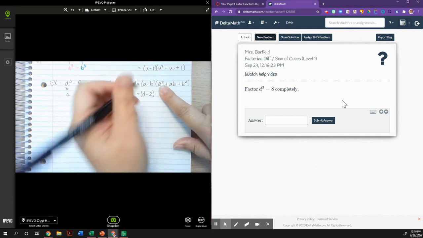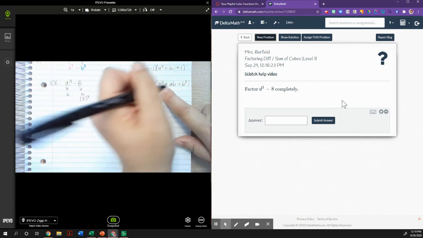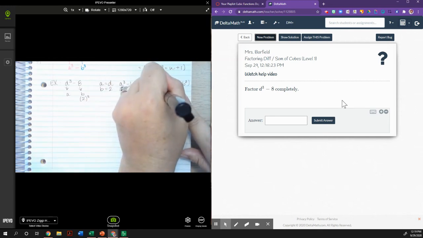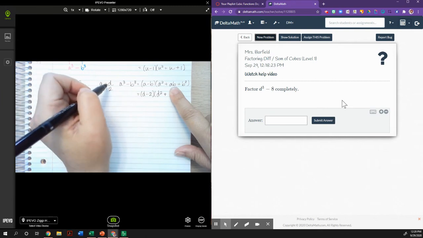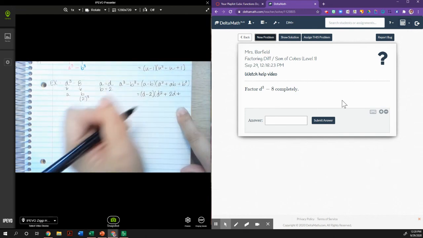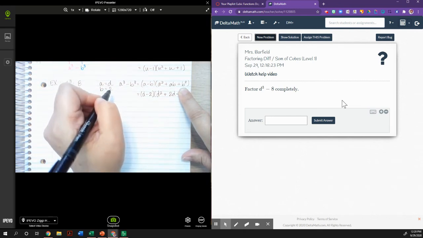Okay, then it tells me to take whatever I've decided is a and square it. So d is d squared. Plus, then I take my values for a and b and I multiply them. So d times 2, or 2d. Plus, then I take my b value and I square it. So 2 squared is 4.